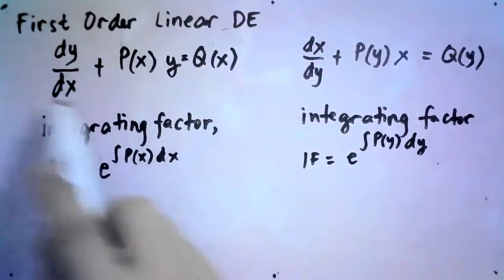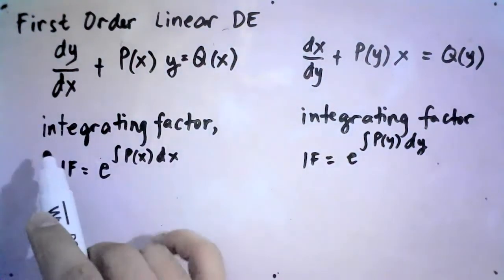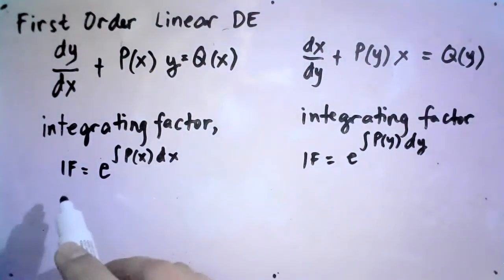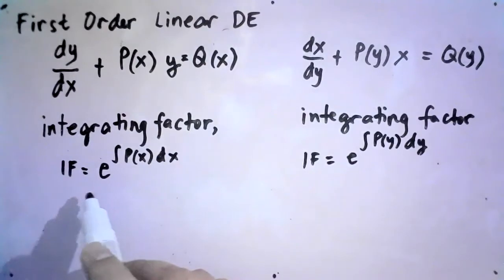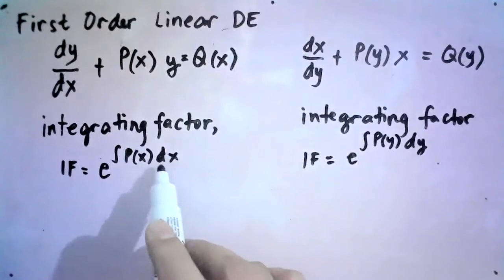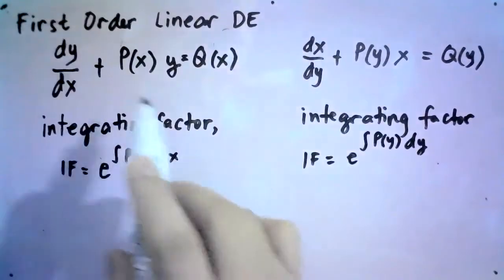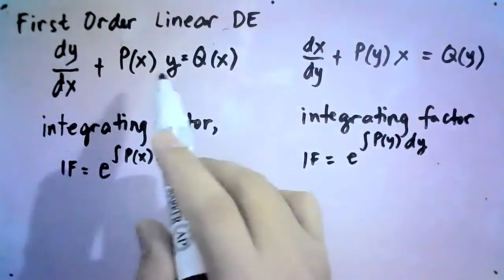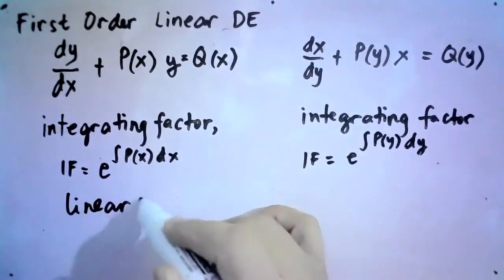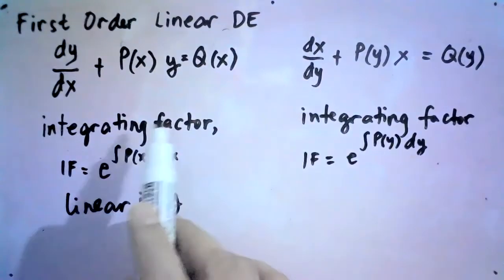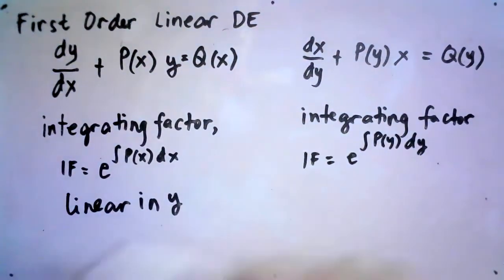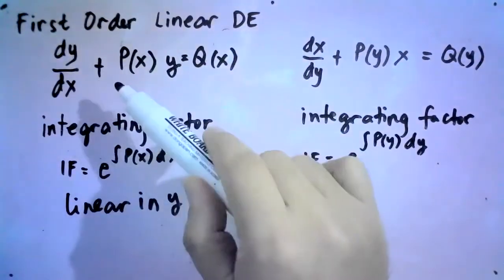Now, if the equation follows this format, then we will have what we call the integrating factor, represented by IF, which is equivalent to e raised to the exponent of the integral of p of x dx. This is for this equation. So if you have noticed, this is linear in y. For this equation, notice we have here your y. That is linear in y. So we will be using this equation.